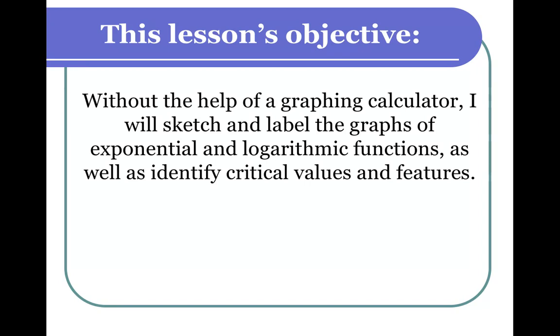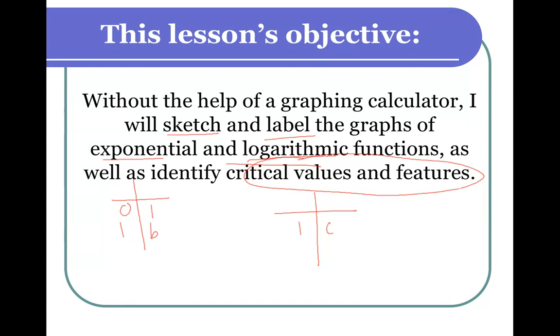So we just sketched, labeled, and looked at critical values and features of both exponential and logarithmic functions. If you remember, for an exponential, the key points are (0, 1) and (1, b). And for a logarithmic, it is (1, 0) and (b, 1). So this is for log, this is for exponential. And an exponential function has y equals 0 as your asymptote, and x equals 0 for a logarithmic function.